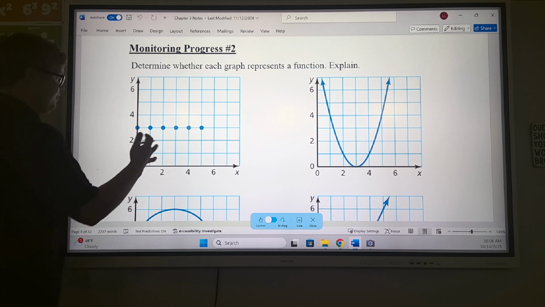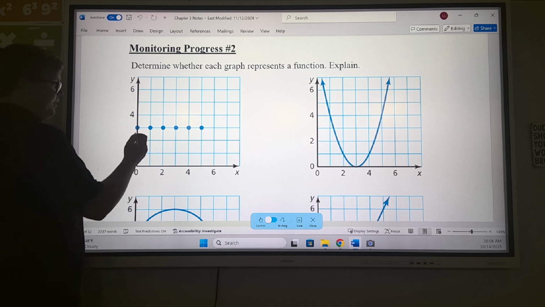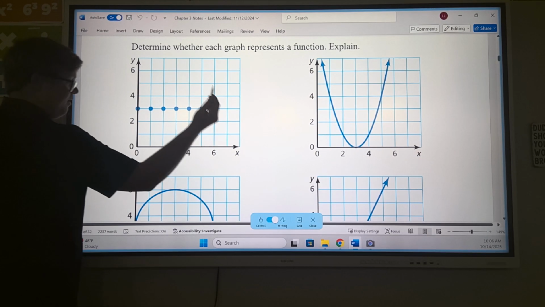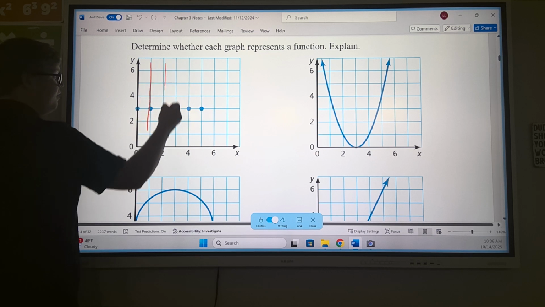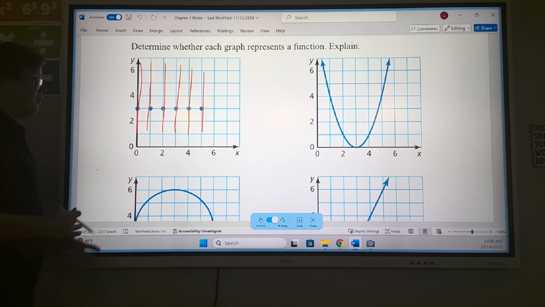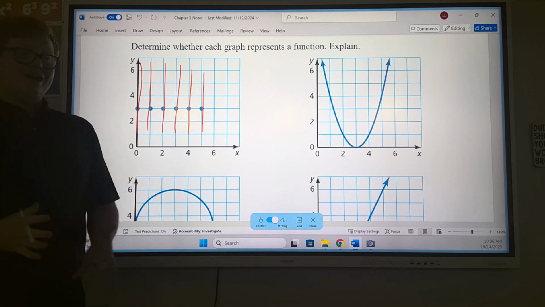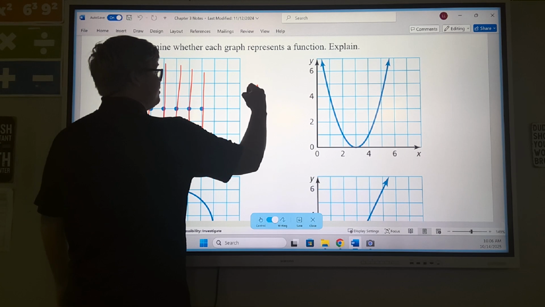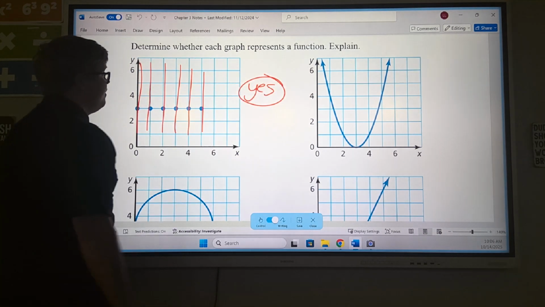Okay, we look at this first one. We see, if I draw a vertical line here, here, here, here, here, and here. If we draw a vertical line on every single point, it's not going to be the same x-axis. So this is a function. It passes our test, right?